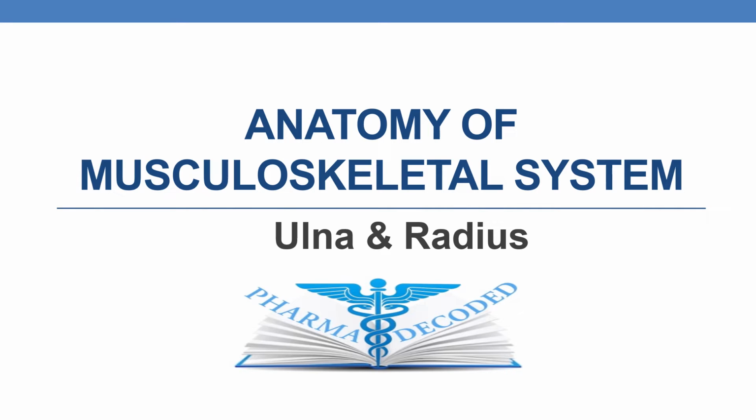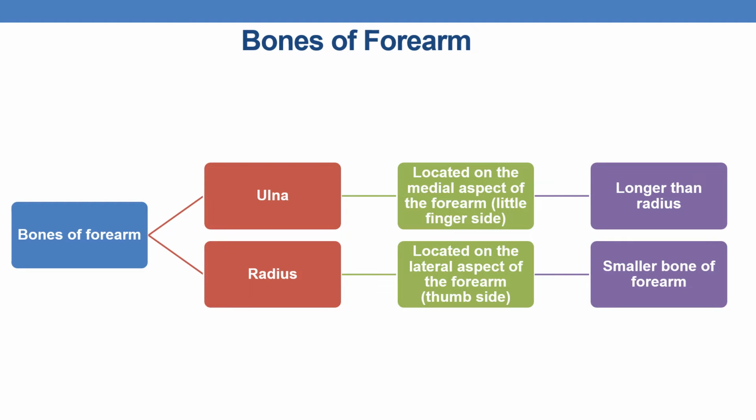Hello everyone, now let us discuss the anatomy of the musculoskeletal system. In the current session, we will be focusing on the bones of the forearm, ulna and radius. As we have said earlier, the forearm is composed of two bones, ulna and radius.